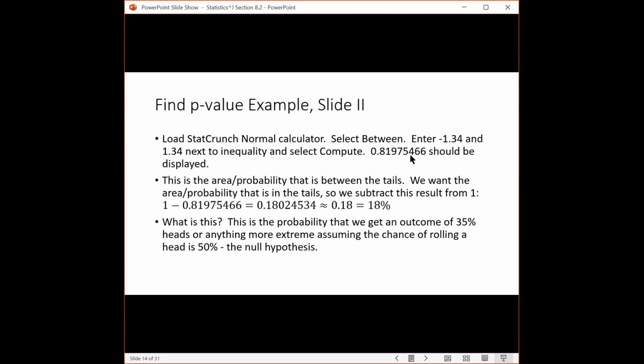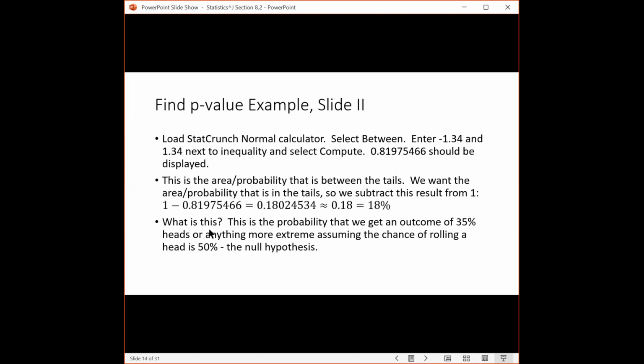When you do that, you're going to get 0.8197. So this is the area/probability that is between the tails. It's the middle part. We want the area/probability that is actually in the tails, so we subtract that result from 1. If we do that, we get about 0.18. So that's saying that the p-value is about 0.18, or 18%.